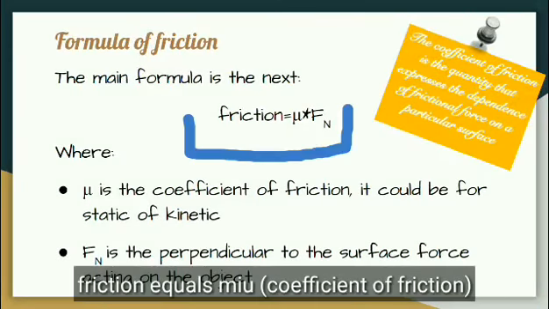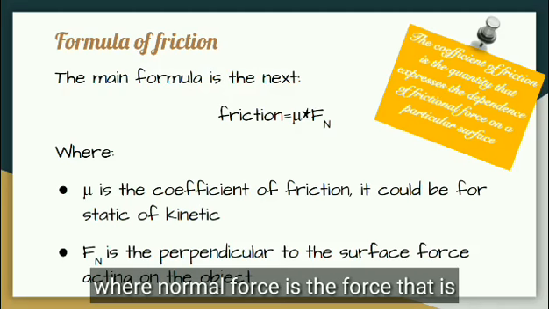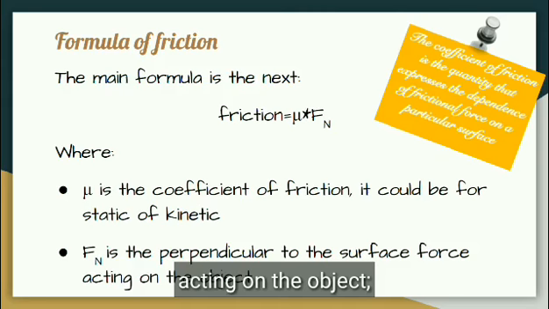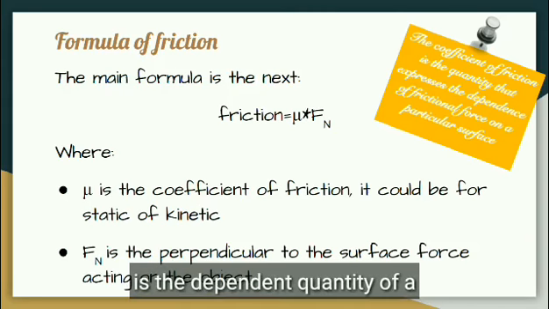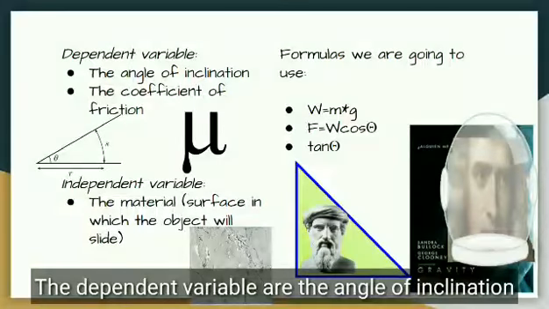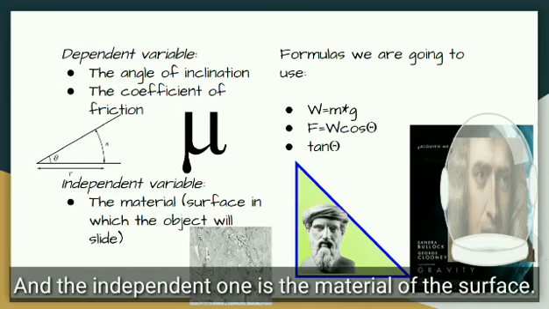The formula is friction equals mu, the coefficient of friction, times normal force, where normal force is the force perpendicular to the surface acting on the object, and the coefficient of friction is a quantity dependent on a particular surface. The dependent variables are the angle of inclination and the coefficient of friction, and the independent one is the material of the surface.